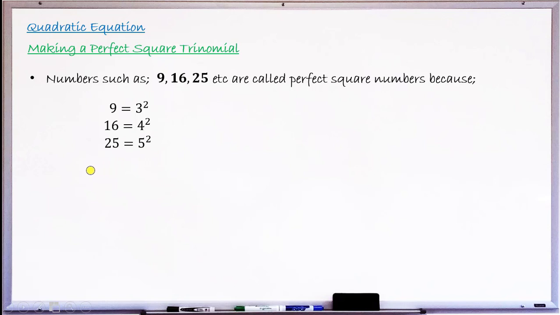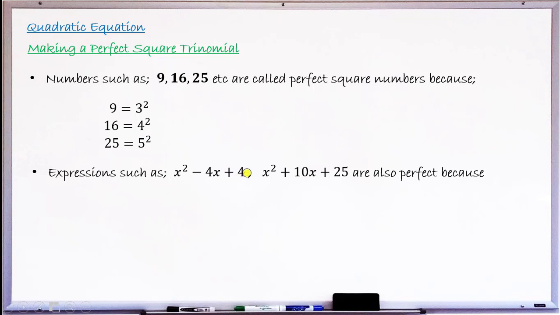Let me just give you examples of some that are perfect. x squared minus 4x plus 4 is a perfect square algebraic expression. x squared plus 10x plus 25 is another example of a perfect square algebraic expression, simply because of the same reason here, that is writing these in index form with a power of 2. So for these expressions too, we may have another expression with a power of 2 that is equal to each. Let me start with the very first one, x squared minus 4x plus 4.